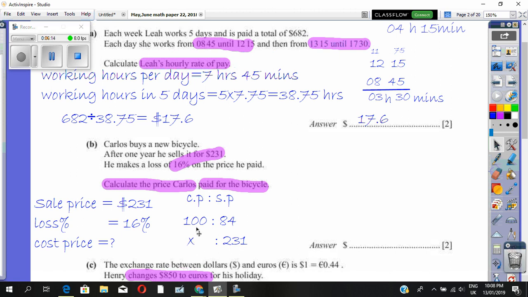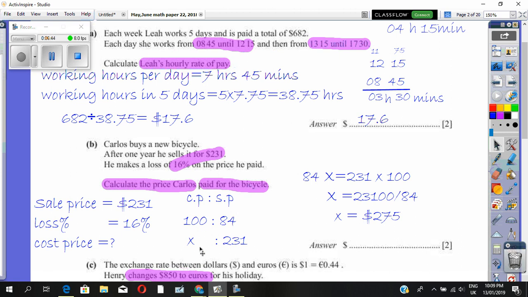Let's say the cost price is X, when the sale price is $231, and we're supposed to find X. If the cost price is 100, then the sale price is 84, or if the sale price is 84, then the cost price is 100. Then if the sale price is 231, the cost price is of course greater than 231, because there is a loss and the sale price is less than the cost price. Let's see, we're supposed to find the cost price.